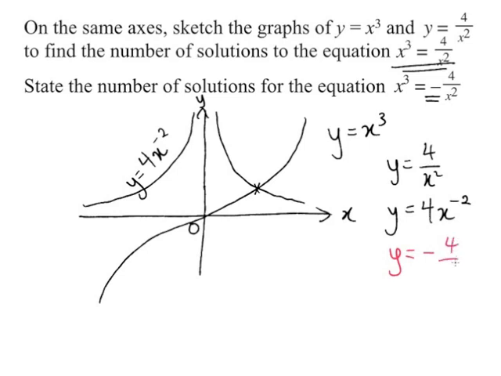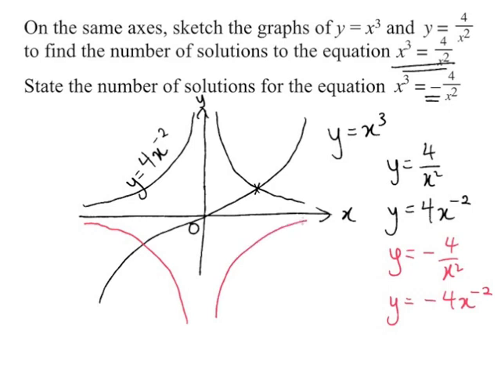negative 4 over x squared, which is the same as y equals negative 4 times x to the power of negative 2. Now, when the coefficient is negative, we know that in comparison to the previous one where the coefficient is positive, it is just a reflection about the x-axis. So y equals negative 4 over x squared will look like this.